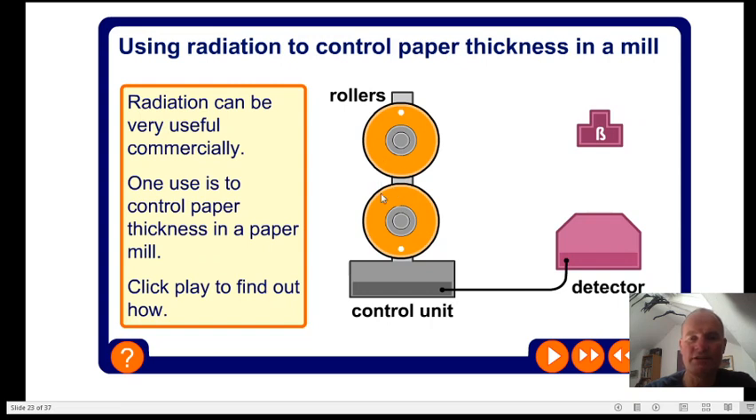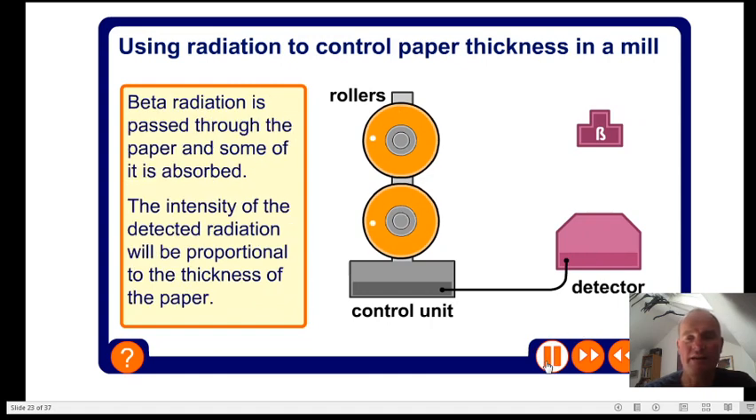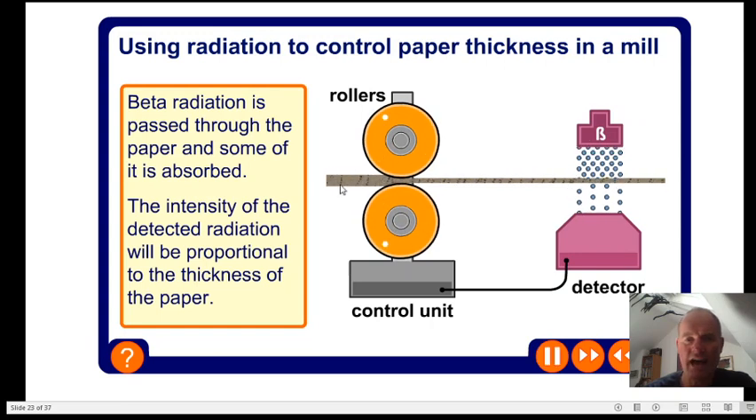We have the roller for the material, a control unit to squeeze these rollers closer or to separate them so that the material is thinner or thicker, a beta source in this case, and a detector here. If we play it, we've got the rollers rolling, and the material comes through here and is rolled thin to a certain thickness. As you can see, the beta particles emitted from the source pass through this material; some are absorbed and some pass through.